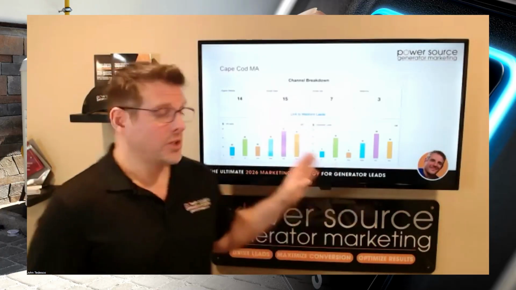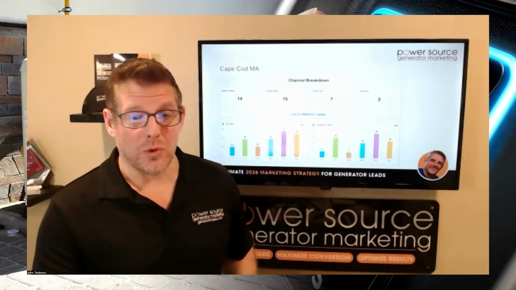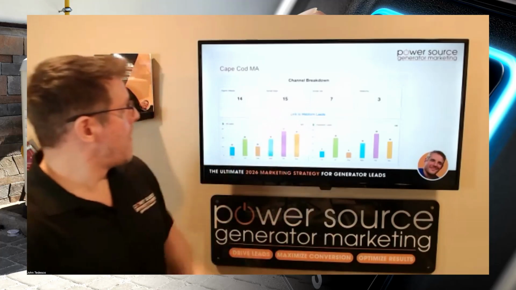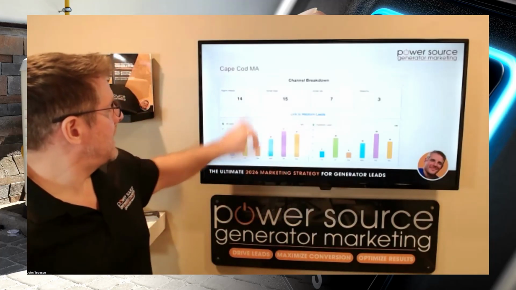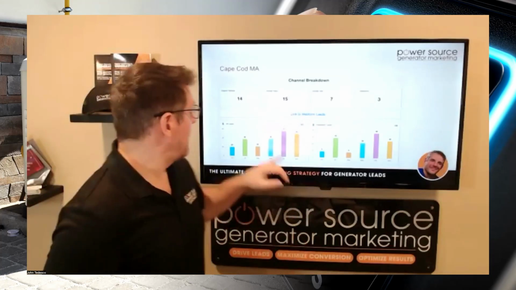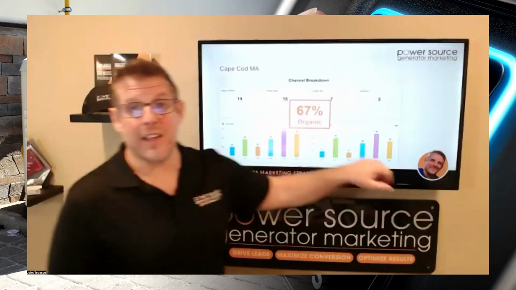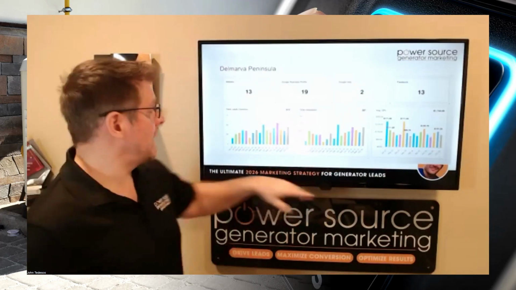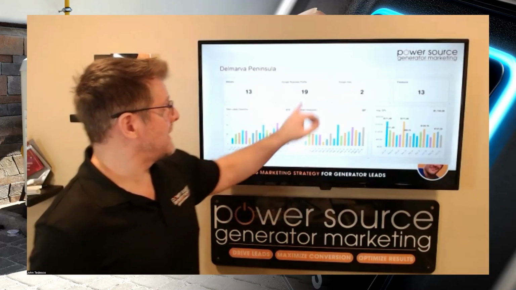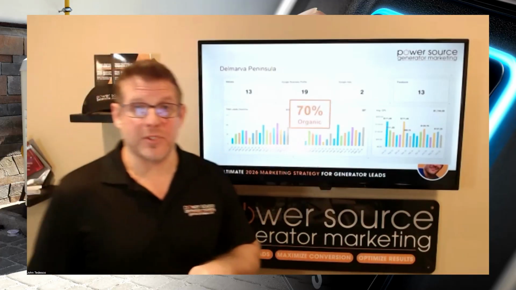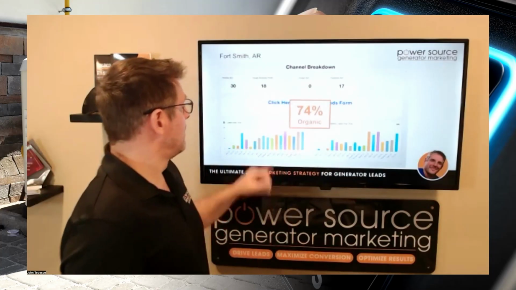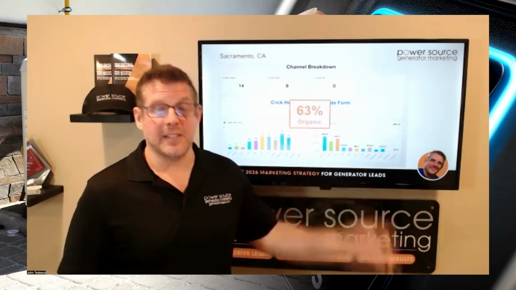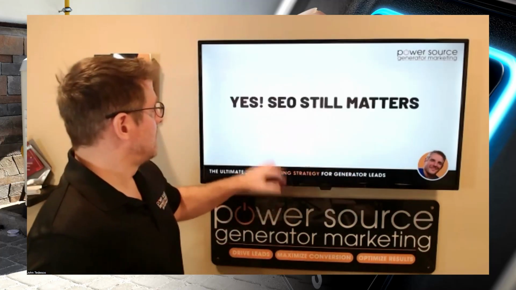Just a few, I'm going to just go through a few of these breakdowns. These are actual dashboards of some of our clients. Our client in Cape Cod, we see 14 leads organic on the website and 15 leads from the Google Maps. This is 67% of all leads come in organic. On the Delmarva Peninsula, our client in Delaware, 13 from the website, 19 from the Google Business Profile. This is 70% organic. Fort Smith, Arkansas, 74% of their lead flow comes in organically. Sacramento, California, 63% organically. So SEO still matters.